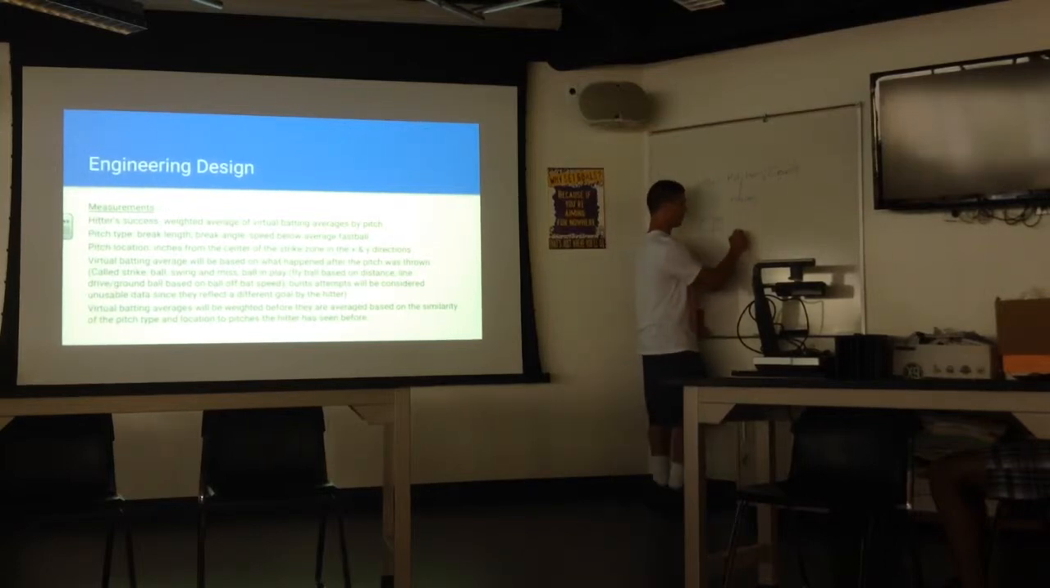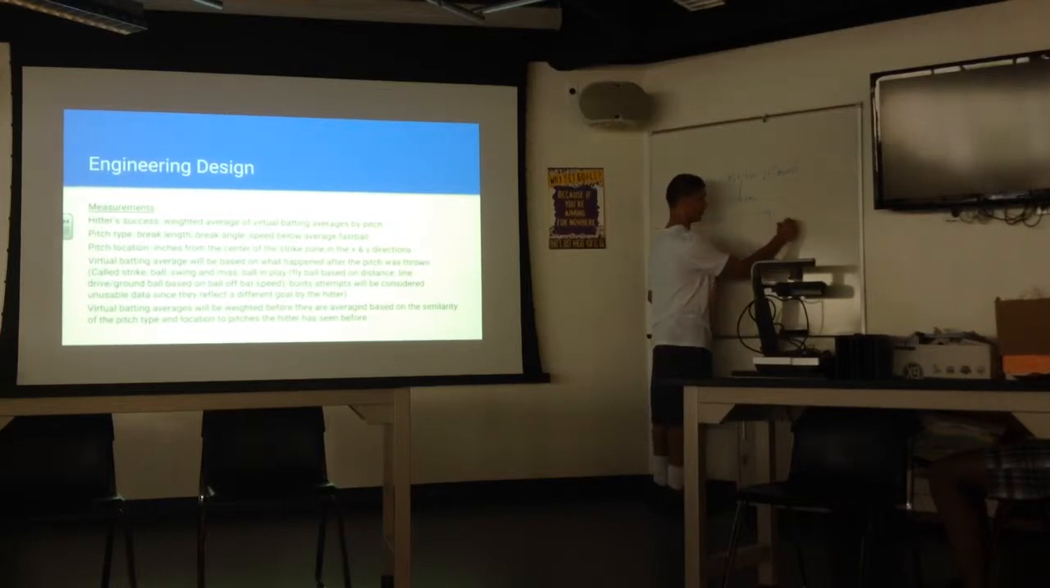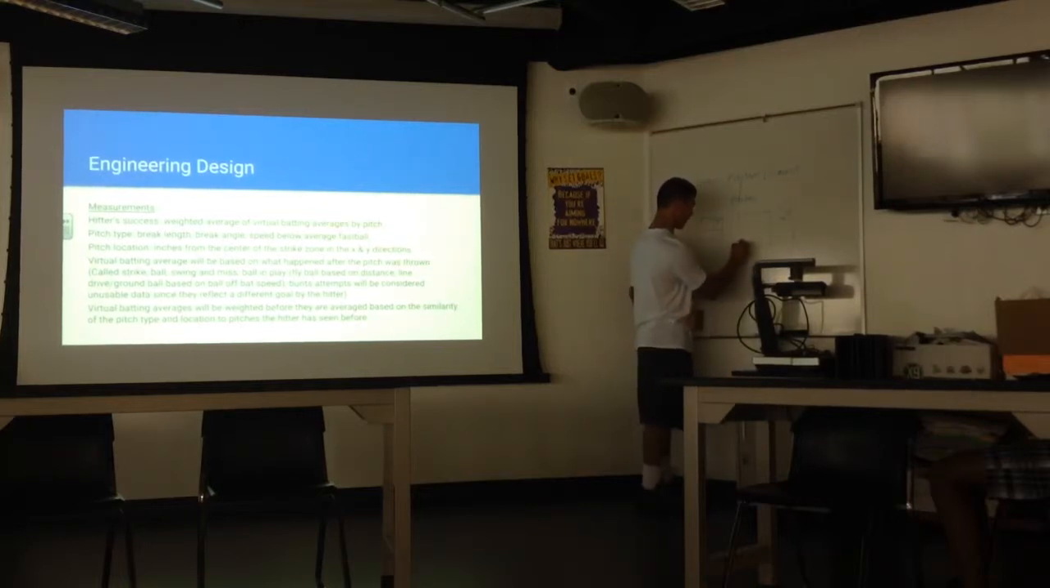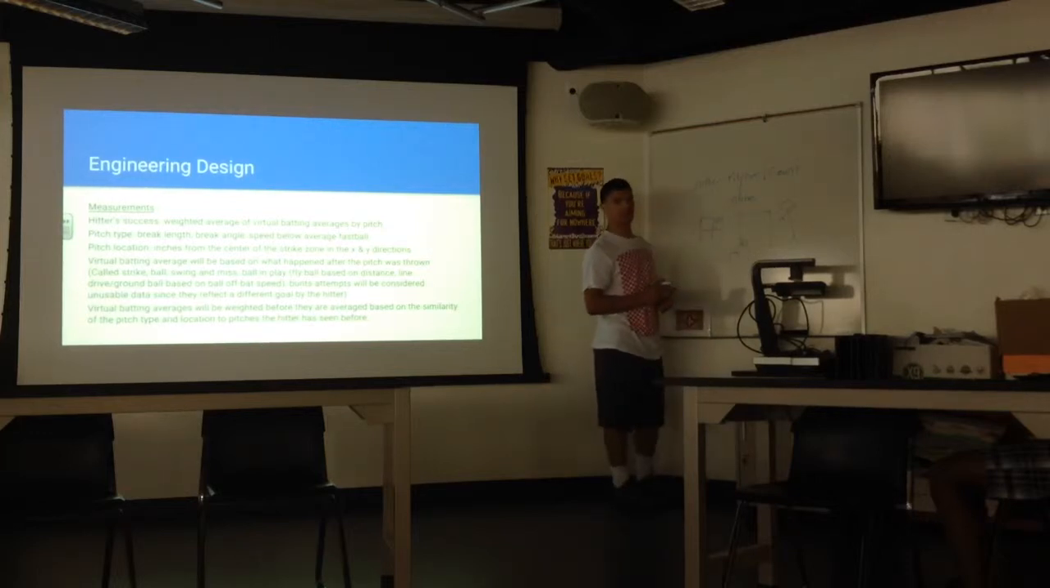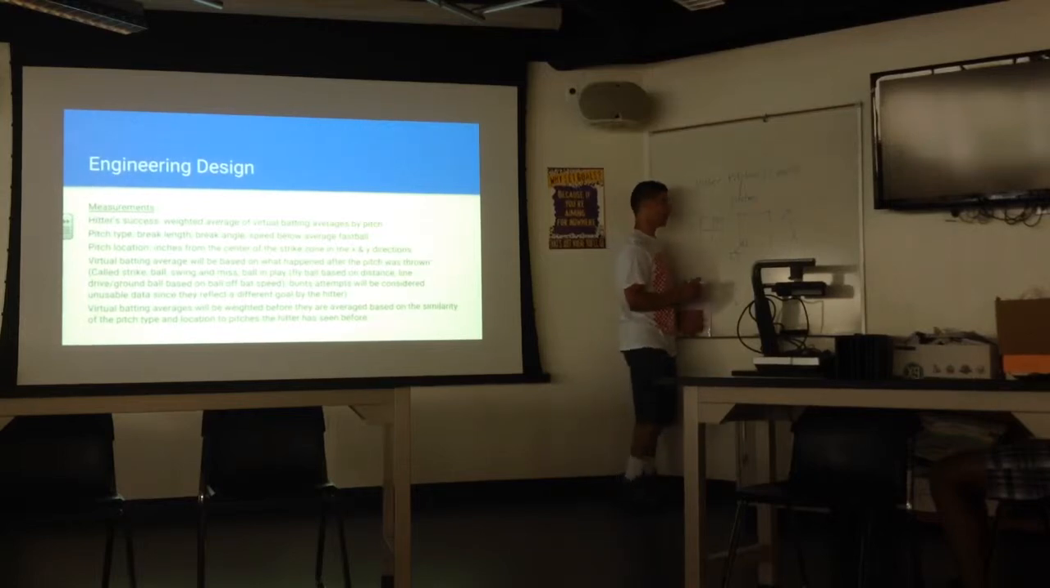And so the final result will be something like this. There will be a big zone, and then I'm going to divide it into these little pixels. If you take one pixel out, it's going to be colored a certain color. Presumably a brighter color will mean that the hitter had more success against it, and a darker color will mean that he was less successful.